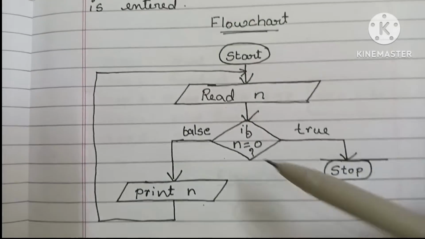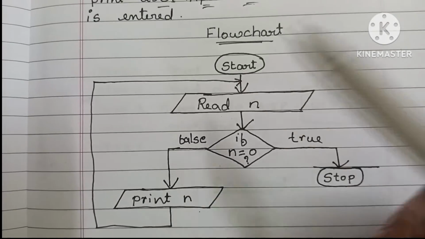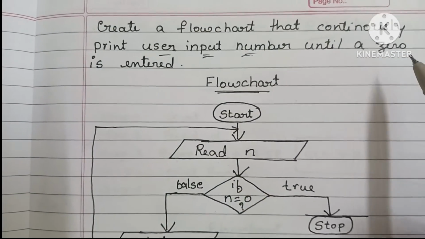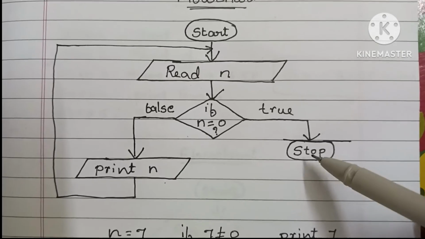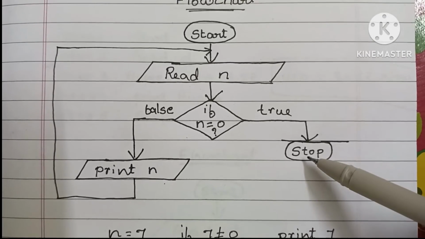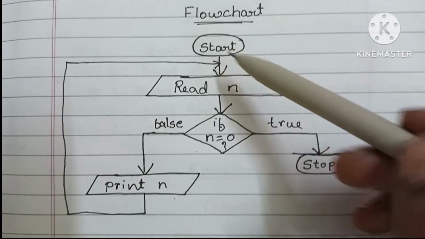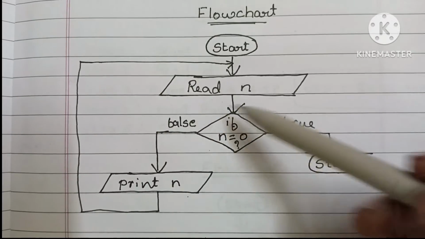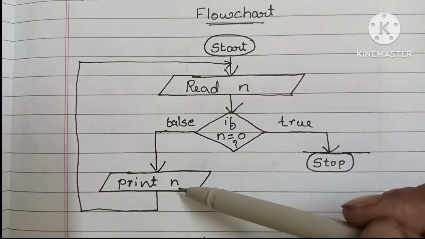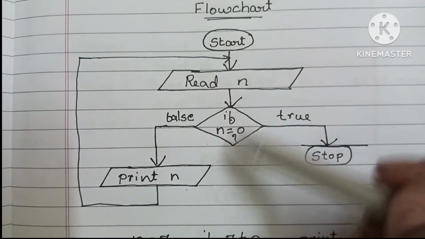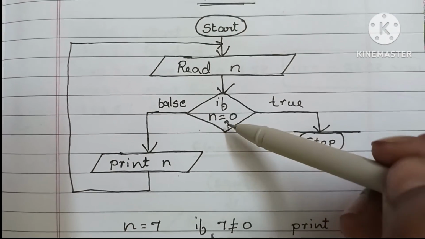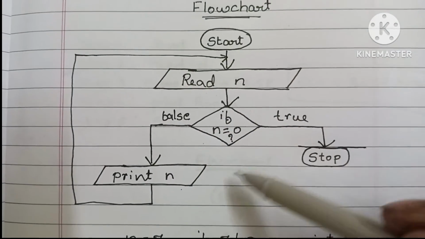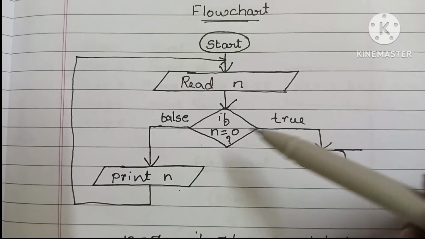If n is equal to 0, if this condition is true, as per our program we have to stop at 0. If the user enters 0, it will stop the flowchart. We have to stop. Stop is written within an oval shape. Here the start and stop statements are written within an oval shape. Read n and print n are input and output processes, right? These are written within a parallelogram shape. Here, n is equal to 0 is a comparison process, right? Comparison is always done within a diamond shape. So this is a diamond shape.